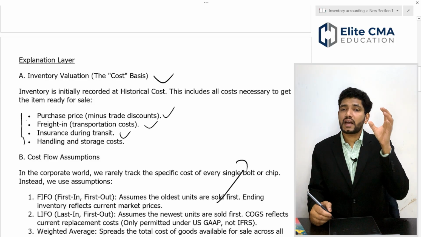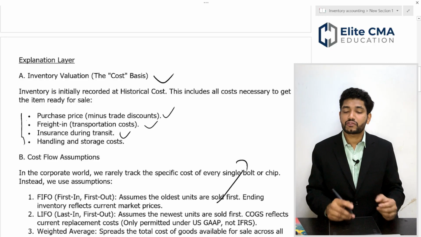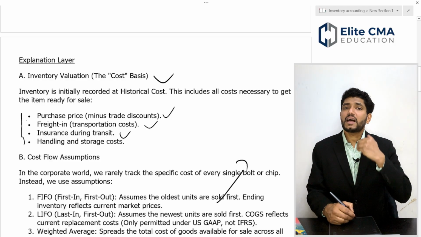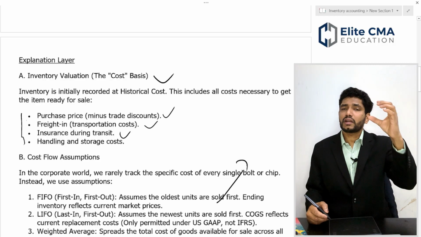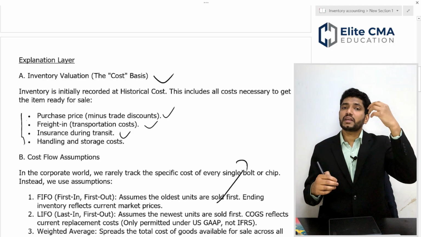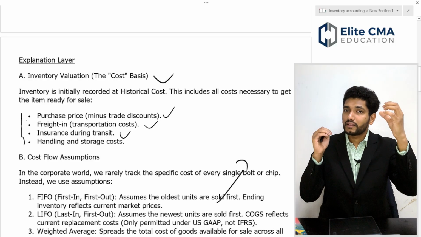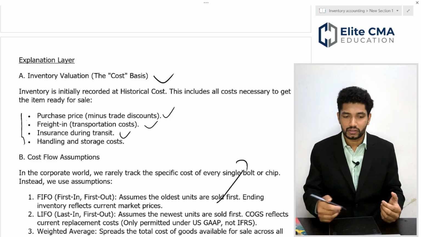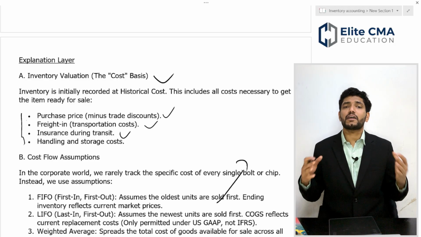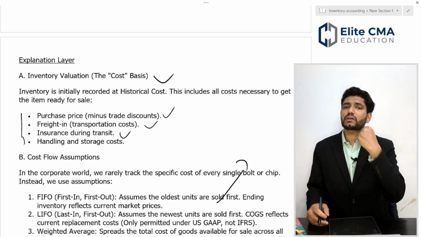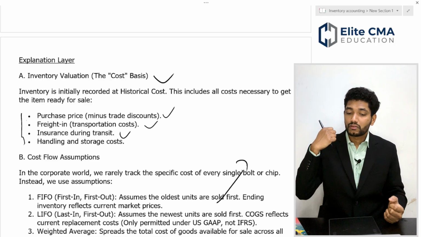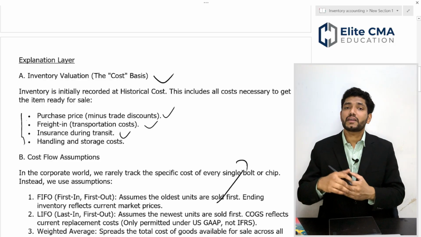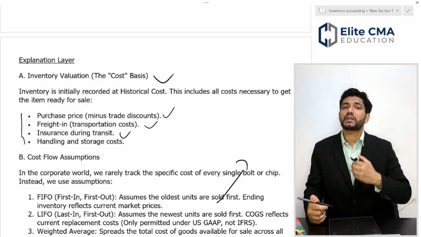Then LIFO. LIFO means last in first out. In LIFO, you assume that the newest units are sold first. You consider your beginning purchases as your ending inventory and your last purchases as your cost of goods sold. Then the weighted average method means the total cost is spread across all available units. That means you calculate your cost by averaging your existing price and your new purchase price.